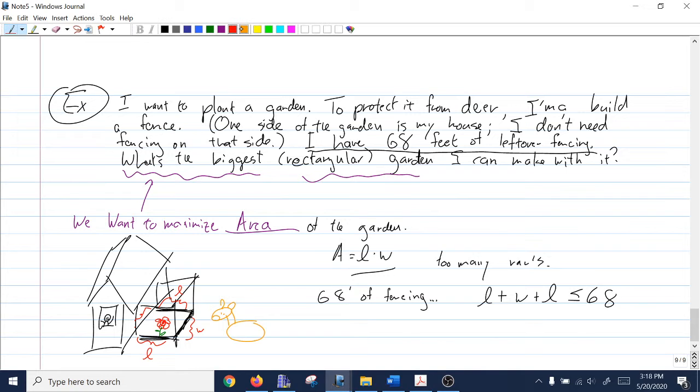First thing I want to do is I don't want to deal with this less than or equal to. If I want to make the biggest garden possible, I'm going to use all the fencing, right? If you handed me a solution that didn't use all the fencing, I'm just going to say, well, make it a little bigger, use the extra fencing. That wasn't the maximum, right? The biggest possible will use all they give us. I got 2 length plus width equals 68.